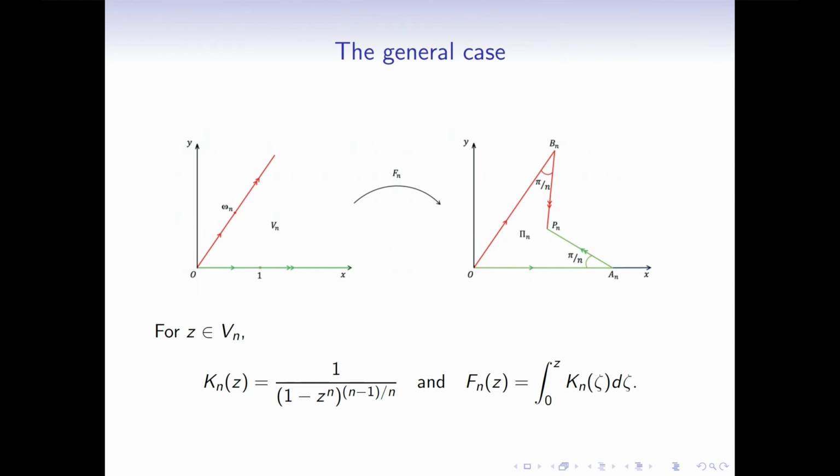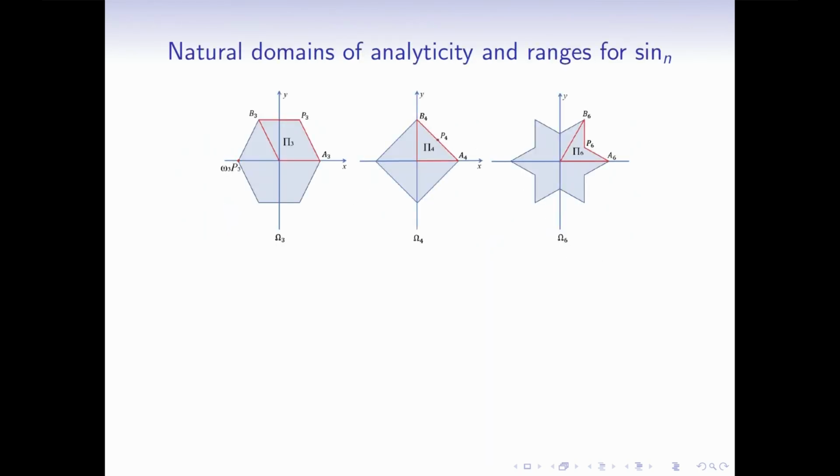You can just generalize this for arbitrary values of n, keeping in mind that this time, after you go past 1, you have to rotate by an angle of pi n over n, and here, as you go in this direction past the rotation of 1, you have to go with an angle of pi n over n. So when n equals 4, you get a convex polygon, but for values of n bigger than 4, you get non-convex polygons. So these are the natural domains of analyticity for the generalized trigonometric functions.